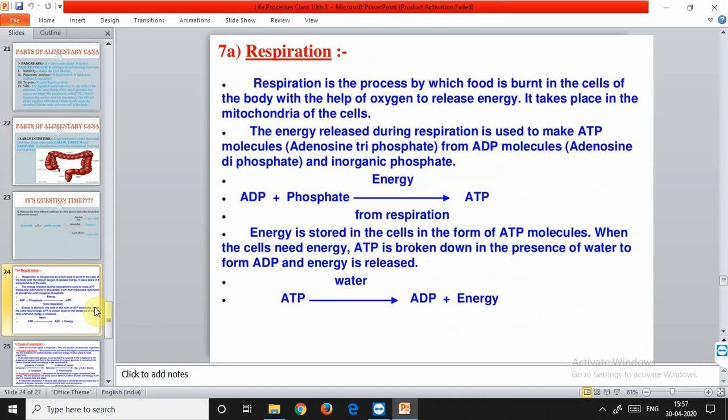This is all for the digestion of human beings. Now we come to respiration. So first of all, let us discuss what is respiration.